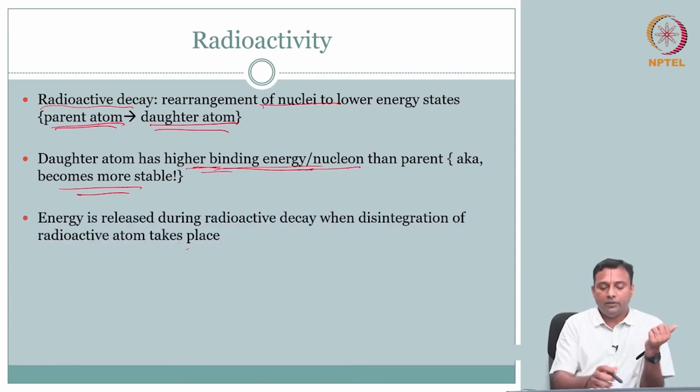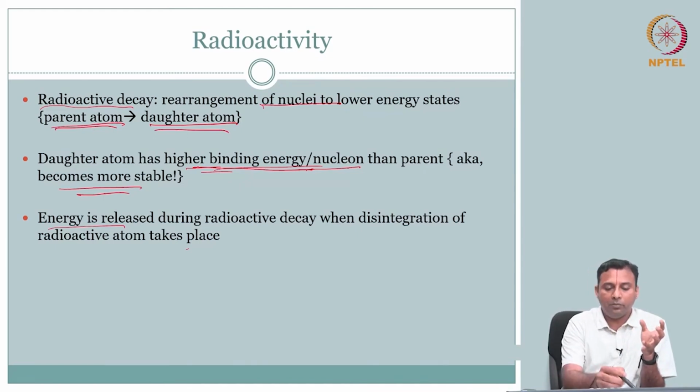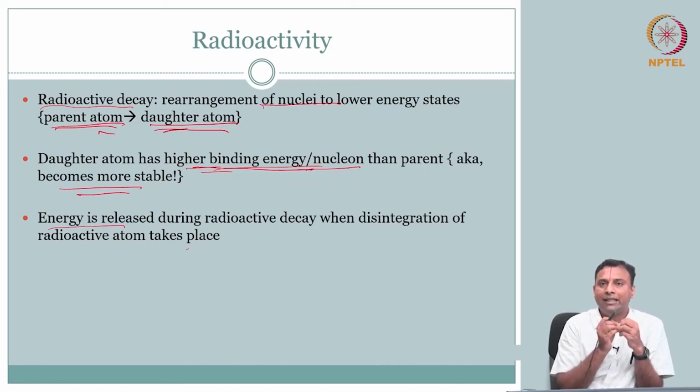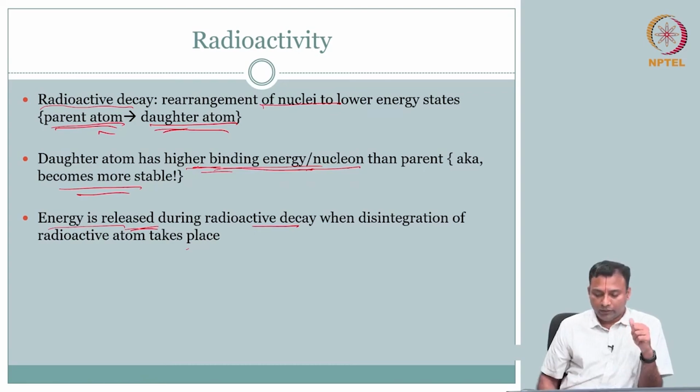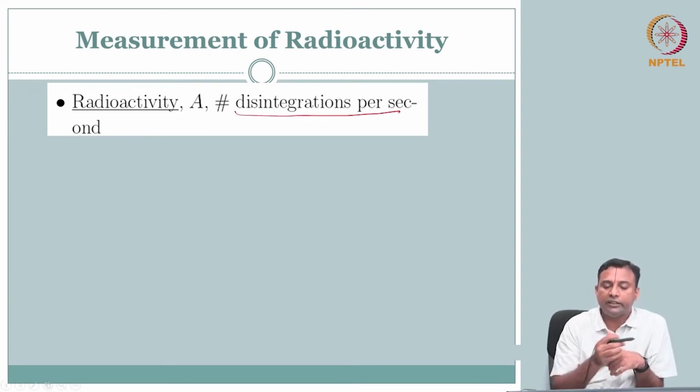So, naturally that means in this rearrangement energy is released, right. So, when we talk about this radioactive decay, we talk about some disintegration taking place, right. So, you have this parent atom becoming daughter atom, that means this atom is disintegrated while giving that energy out during the radioactive decay. Okay. So, we can think about radioactivity in terms of number of disintegrations per second.